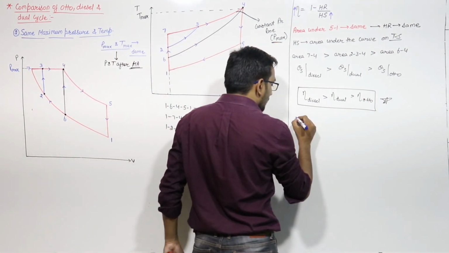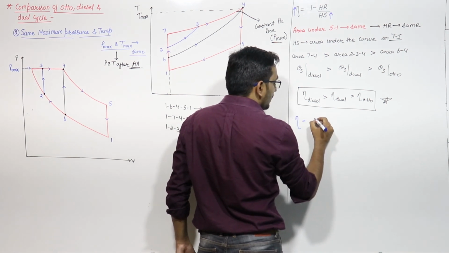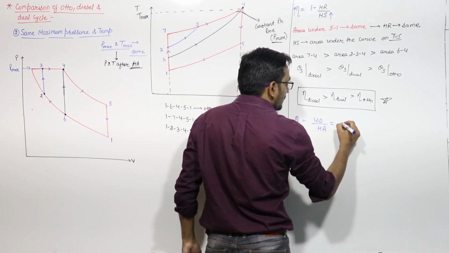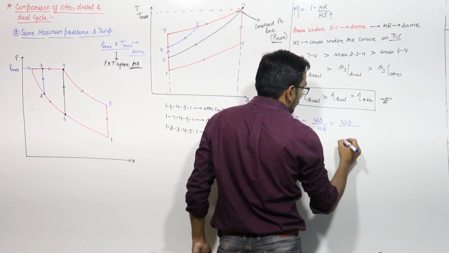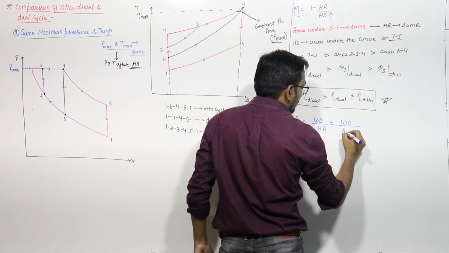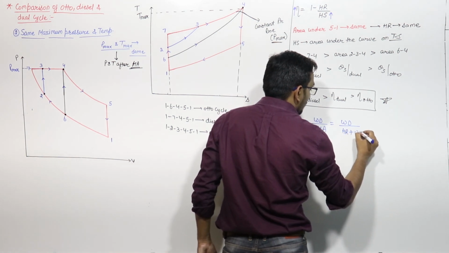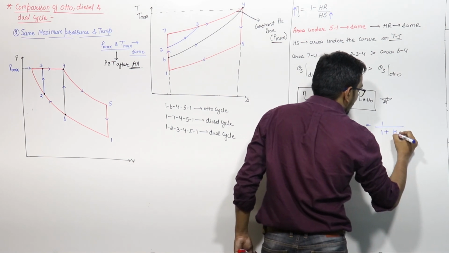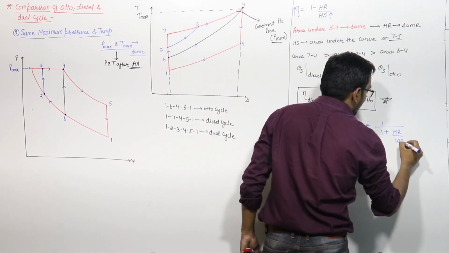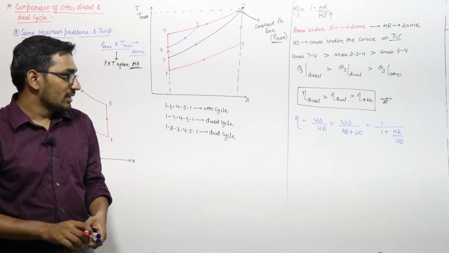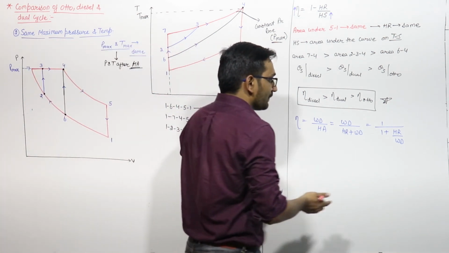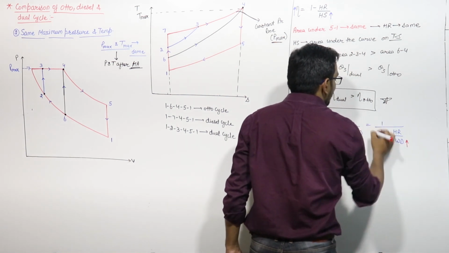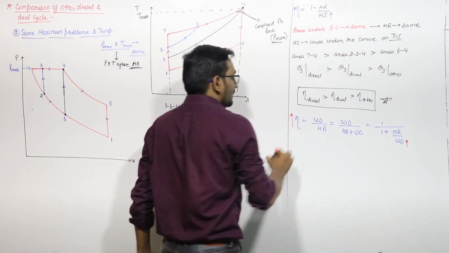Similarly, you can also calculate with the work done. The efficiency will be equal to work done upon heat addition. This will be equal to work done upon heat rejection plus work done. So this is 1 upon 1 plus heat rejection upon work done. You can write it like this. Similar to our earlier case, heat rejection is the same. If the work done is more, then this value will be less, the complete value will be more, and then efficiency will be more.